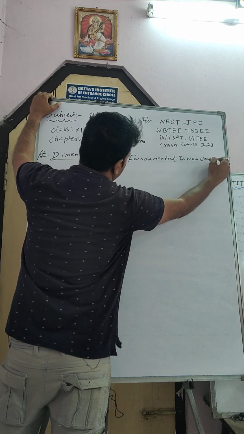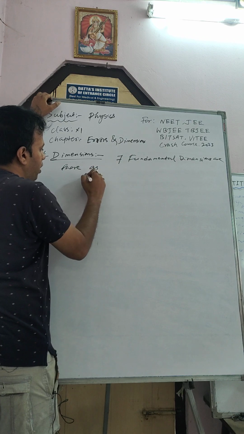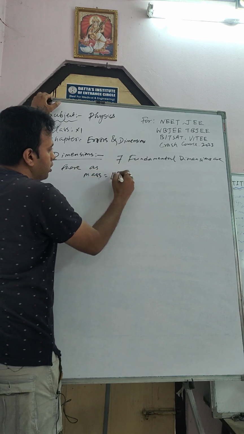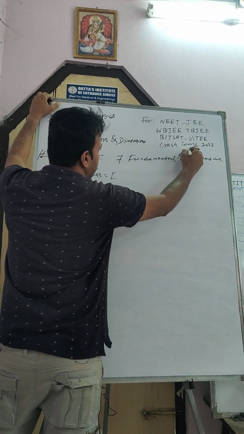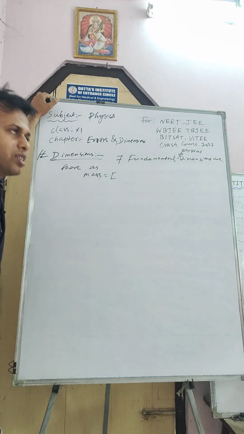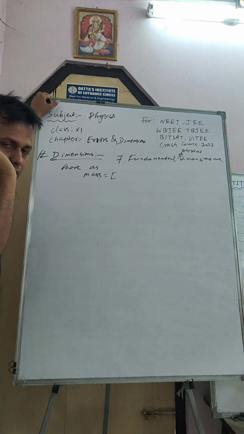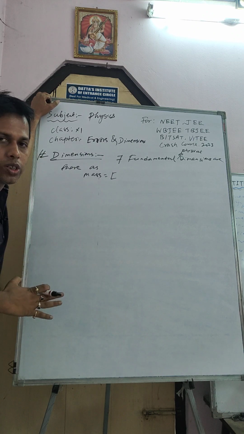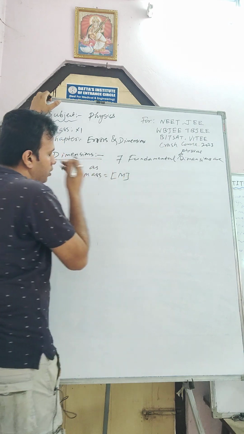These are the 7 fundamental physical dimensions. In physics there are 7 fundamental dimensions. Fundamental in the sense you can't split the dimensions, and derived is where you can split the dimensions.